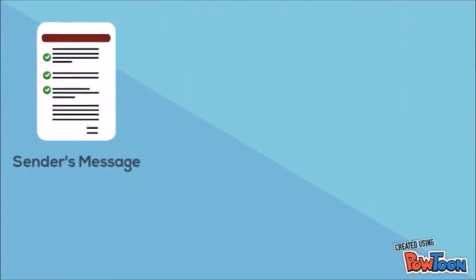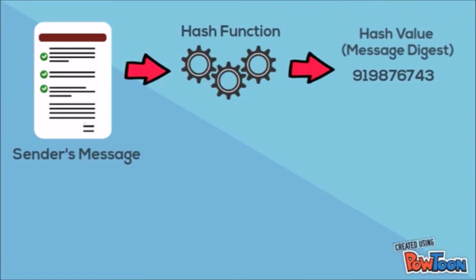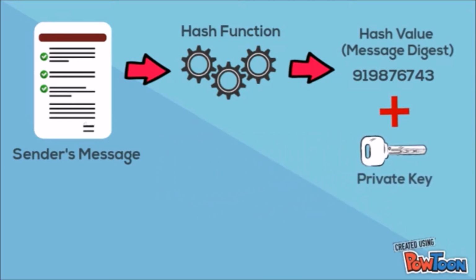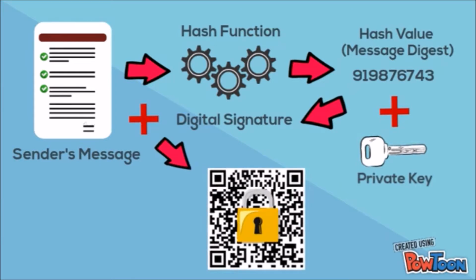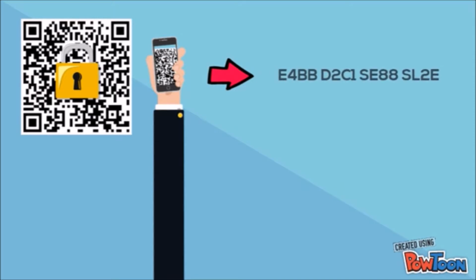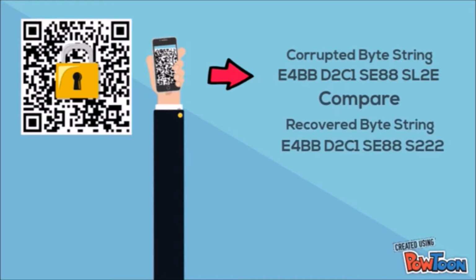Firstly, the message is hashed by using a hash function to produce a hash value, or message digest. Then, the private key held by the sender and the hash value will be combined to produce a modified secure QR code. Then, a byte string will be obtained when the secure QR code is scanned by the designed application. By generating two copies of the byte strings, the digital signature is extracted by comparing the corrupted byte string, corrupted due to insertion of digital signature, to the recovered byte string, recovered by using the Reed-Solomon error correction method.